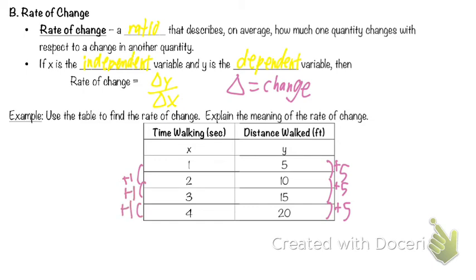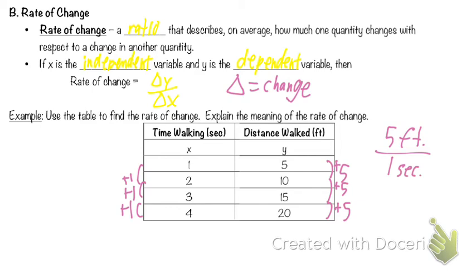So if we were to do the y over the x, time doesn't depend on how far you walk, but how far you walk depends on how long you're walking. So if we're doing the change in y over the change in x, how much are the y's changing right now? 5 feet. Over how much are the x's changing right now? 1 second. So our rate of change is 5 feet per second.